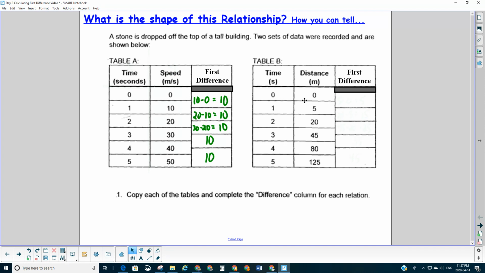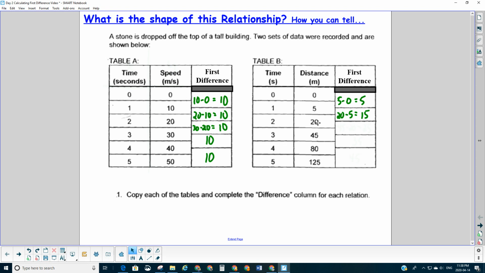There's a connection between the distance that it's fallen and the time. Let's try and calculate the first differences for this. At 0 seconds, we're at 0 meters. And a second later, we're at 5 meters. So the difference there is we went up by 5. Again, we could do the subtraction, 5 minus 0, and get 5. So what's the jump from 5 to 20? Hopefully you'll see that it's actually 15.